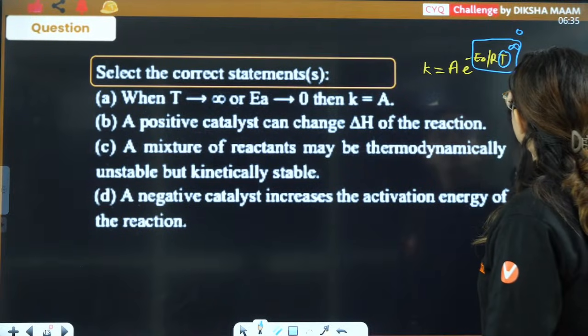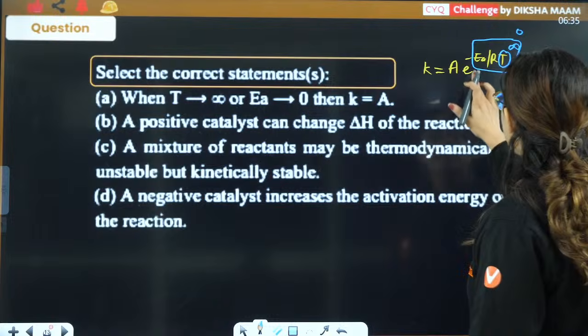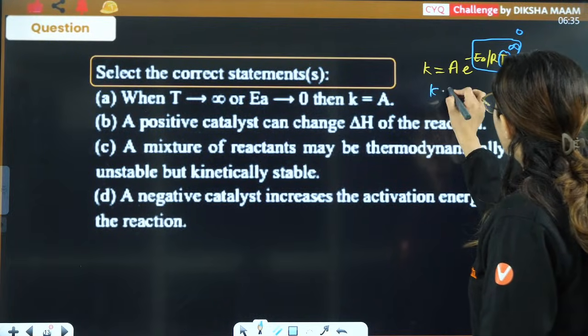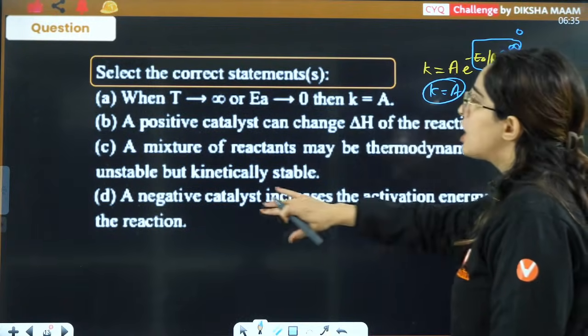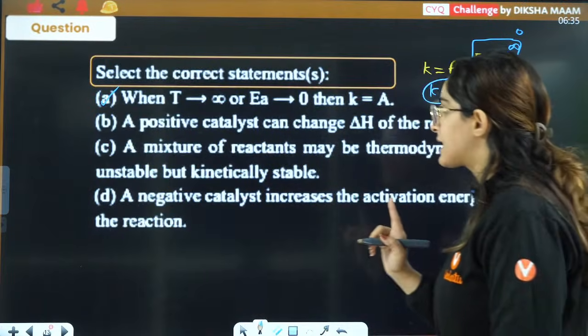E raised to power 0 is nothing but 1. So that means e raised to power 0 is 1, which means K is equal to A in that case. So which is definitely correct here. So E is definitely the correct statement here, right?